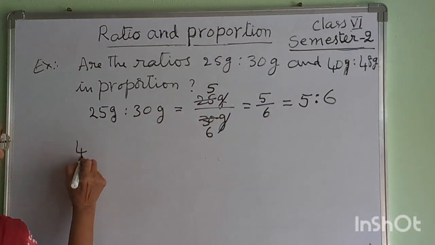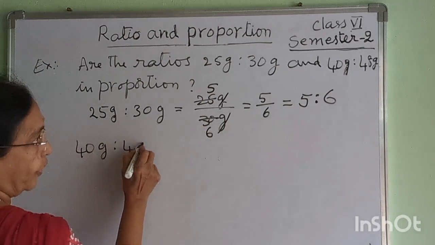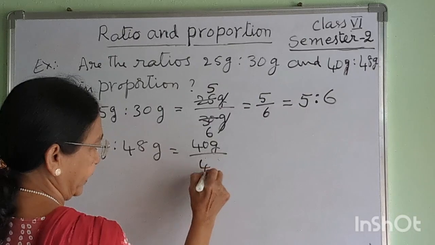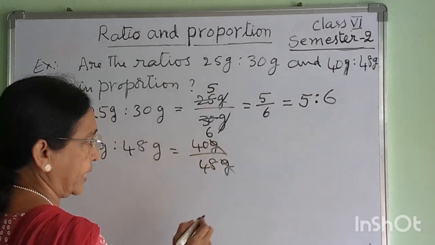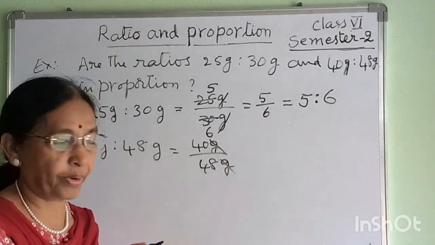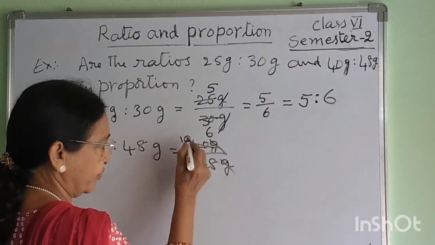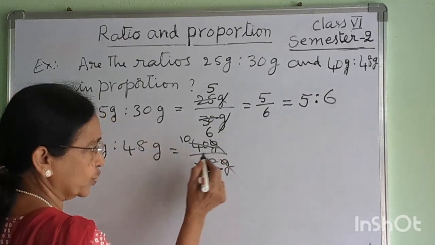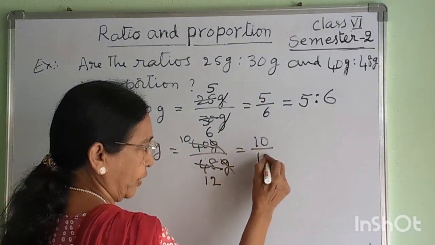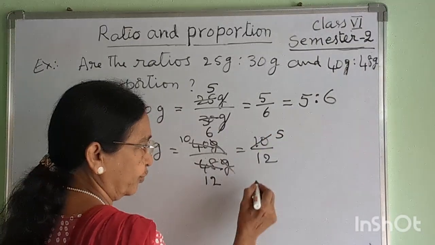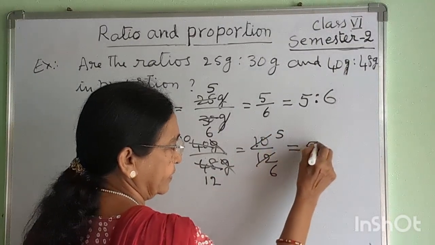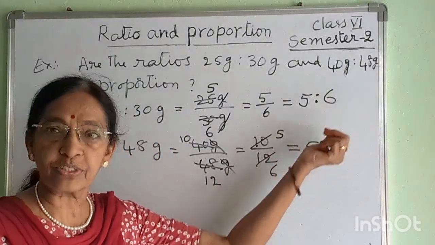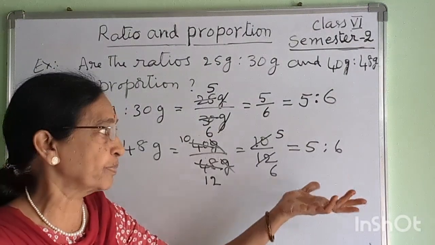Similarly the second ratio, 40 grams is to 48 grams, that is equal to 40 grams by 48 grams. Grams gets cancelled, and both are divisible by 4. 4 tens 40, 4 twelves 48, so 10 by 12. Again these two are divisible by 2, 2 fives 10, 2 sixes 12. So it is written as 5 is to 6. Therefore both the ratios are equal to 5 is to 6 in the simplified form.